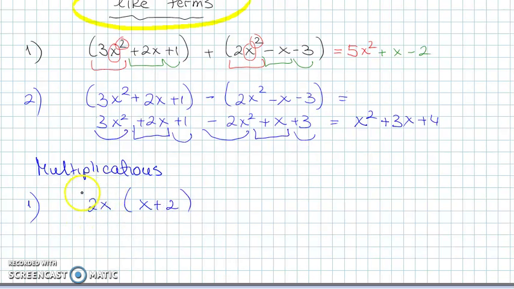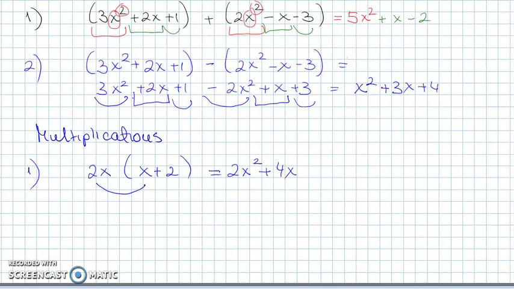Remember that we call monomial a polynomial that has one term, and the polynomial where there are two terms, they are called binomial. So here you have to multiply every term. So 2x times x is 2x squared, 2x times 2, that's 4x. You are finished.